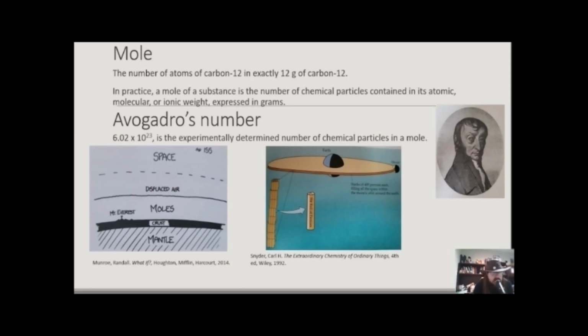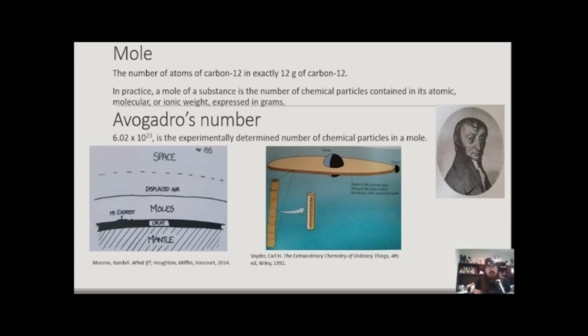Now, in practice, a mole of a substance is the number of chemical particles contained in its atomic, molecular, or ionic weight, expressed in grams. Basically, this will allow us to turn a term in AMU per element into a gram per mole. So when we say carbon-12 weighs exactly 12 AMU, we're saying 1 mole of carbon-12 weighs exactly 12 grams. If I say oxygen diatomic weighs 32 AMU per compound, then it would weigh 32 grams per mole of oxygen.